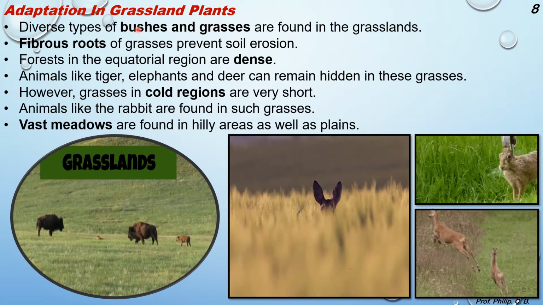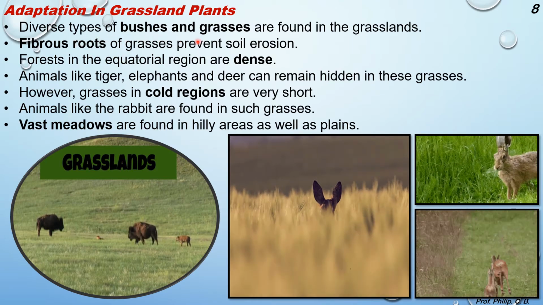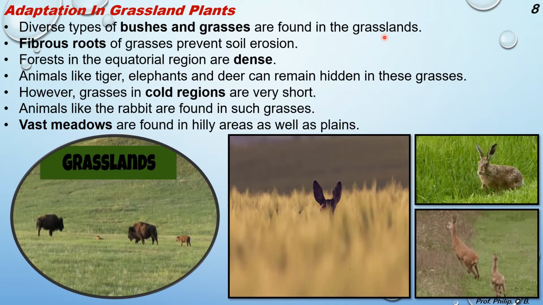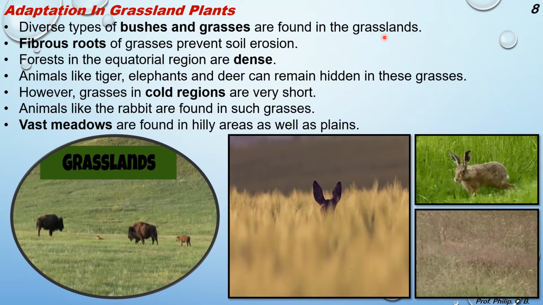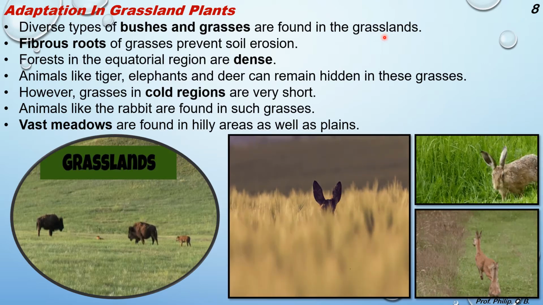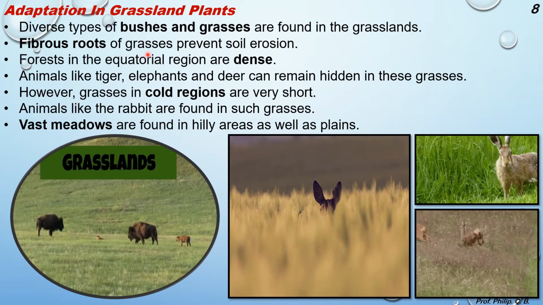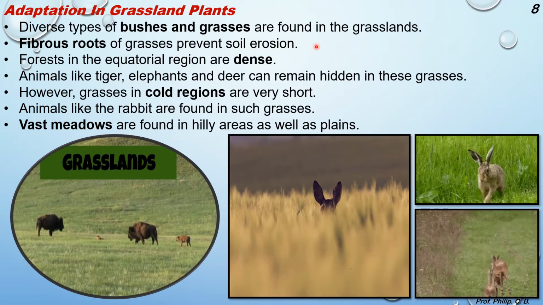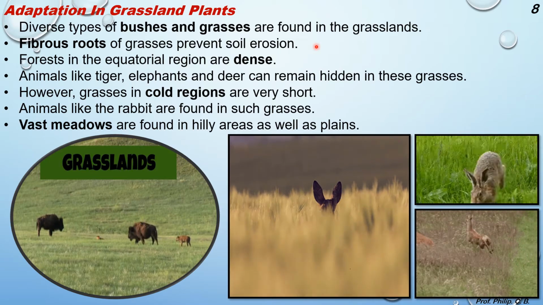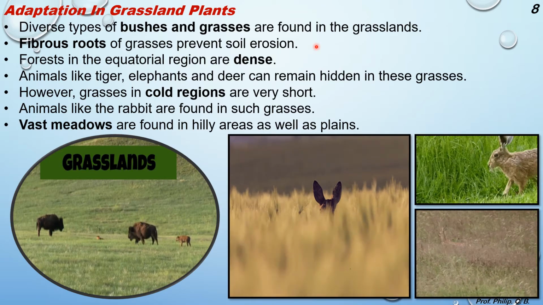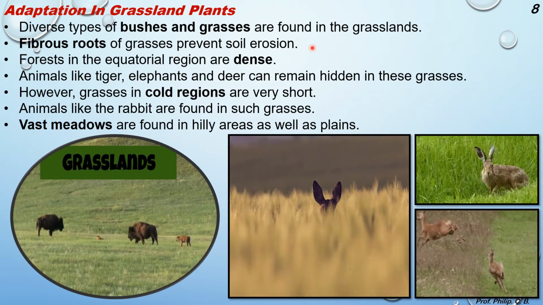Now, the next type is adaptation in grassland plants. Here, the first point: diverse types of bushes and grasses are found in the grassland. So in this type, there are many different types of bushes and grasses. When you say grasses, they can be tall, medium in size, or short in size. Also, the second point: the fibrous roots of the grasses prevent soil erosion. What do you mean by soil erosion? The soil will not get uprooted from the upper layer of the ground. Otherwise, if the grasses are not there, then in case of heavy rainfall, the upper part of the soil may get eroded, causing soil erosion.